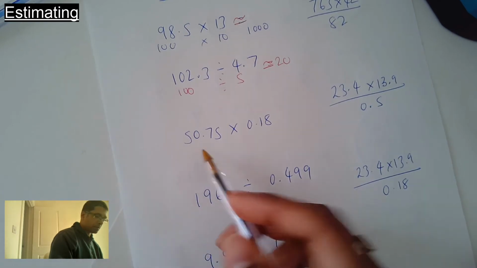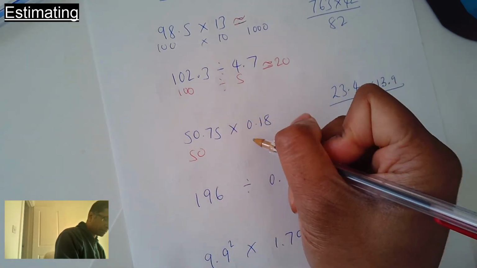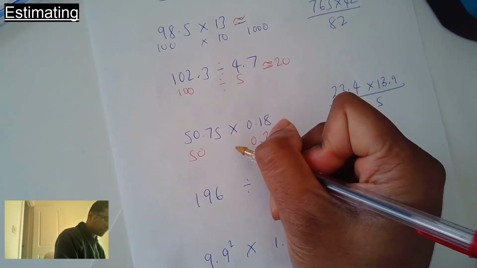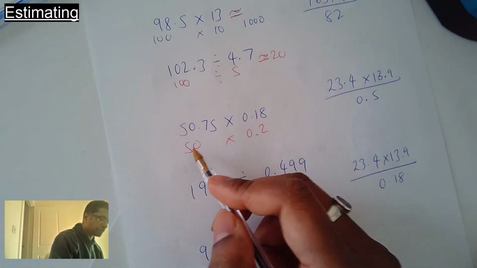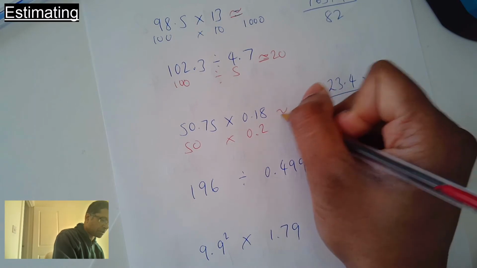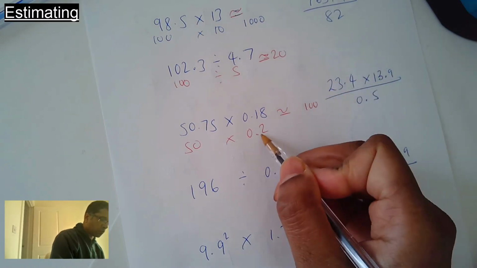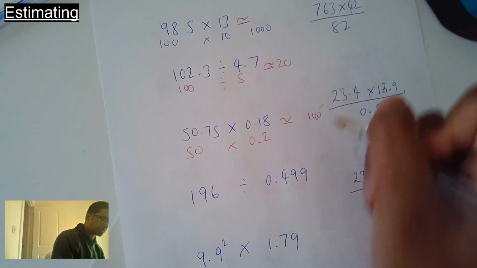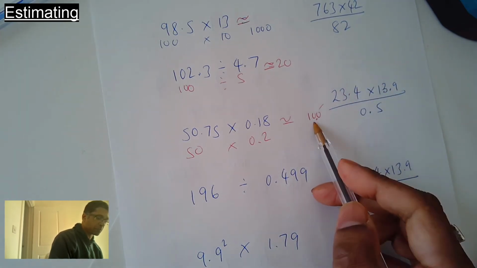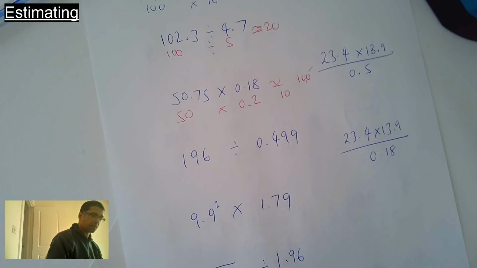Next, that's 50, that was 0.2. So 50 times 0.2, I'll just do 50 times 2 first, that's 100. And there's only one digit after the decimal point in the question, so put one digit after the decimal point in the answer. The answer is 10.